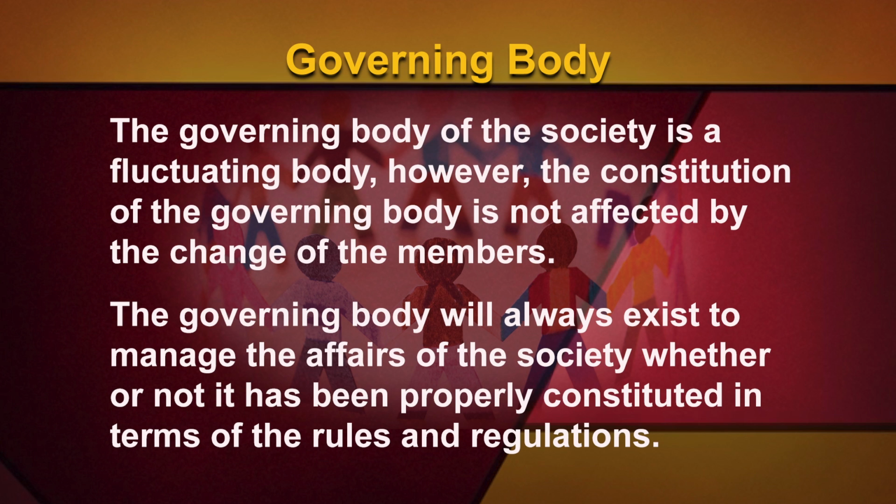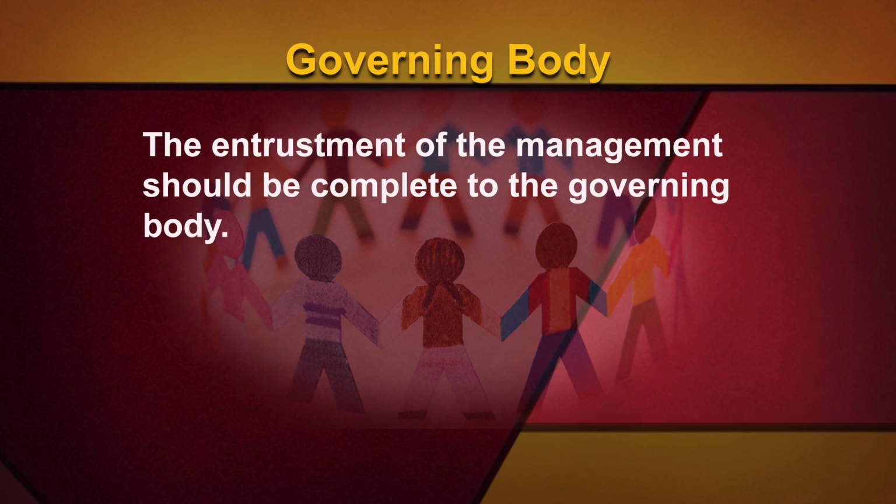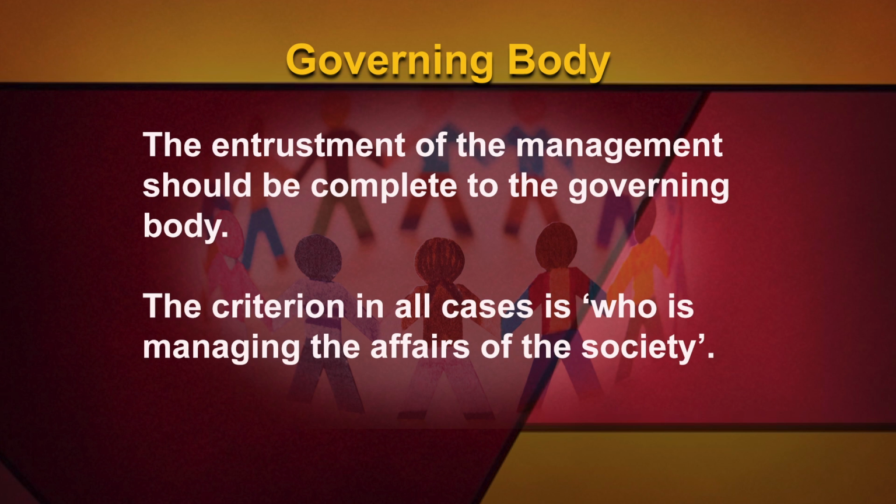The governing body will always exist to manage the affairs of the society whether or not it has been properly constituted in terms of the rules and regulations. The entrustment of the management should be complete to the governing body. The criterion in all cases is who is managing the affairs of the society. Similarly, the property of the society vests in the governing body and not in the members of the society.